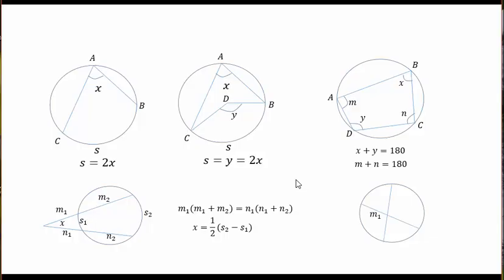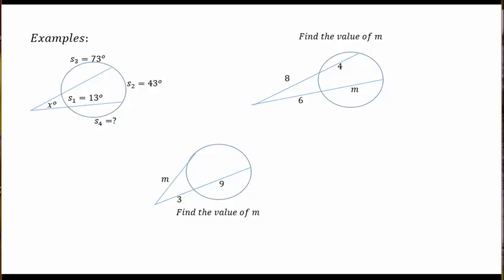Lastly, we have another example where we have two intersecting chords, and we have the sides m1, m2, n1, and n2, and we can say that m1 times m2 equals n1 times n2. So this is another relation that we can use in order to derive values if we know one or two of those values. So now let's do a few examples based off of what we learned.